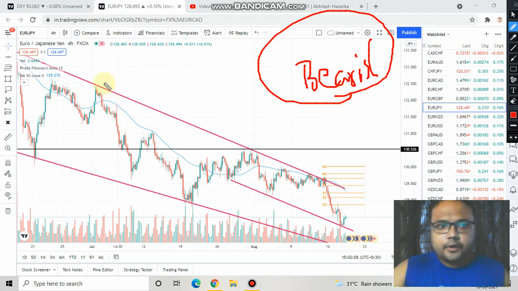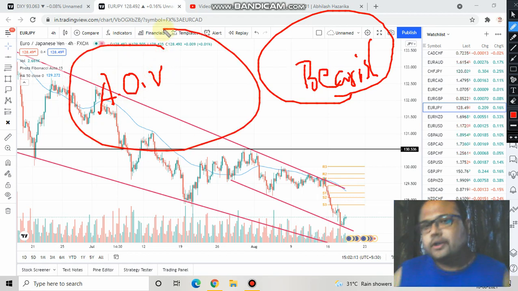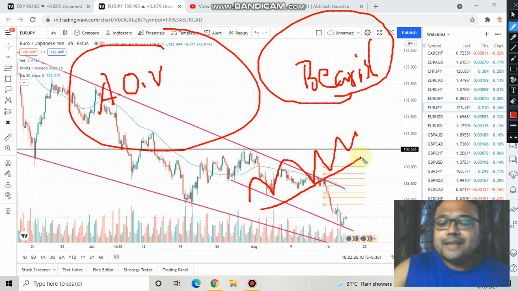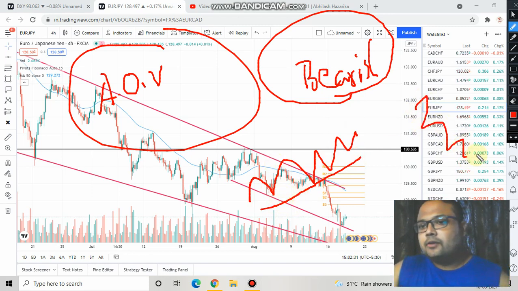The second important point is area of value. Area of value means the best trading opportunity or the best trading spot. In an uptrend market, the best trading opportunity is always near the support. Or in simple words, if a market is in uptrend, the best price is always near the support. And if a market is in downtrend, then the best price is always near the resistance. And this market is in downtrend, therefore the best price, the best trading opportunity, the area of value will always be near the resistance only.